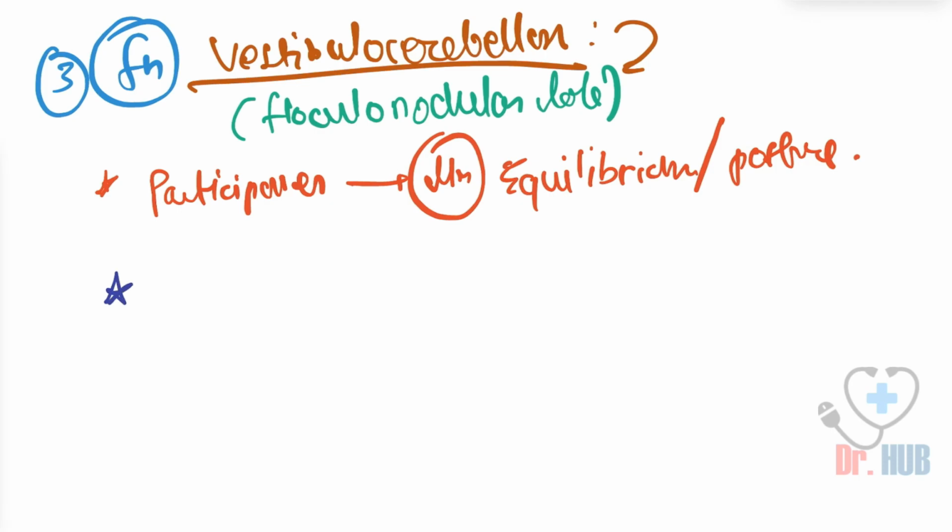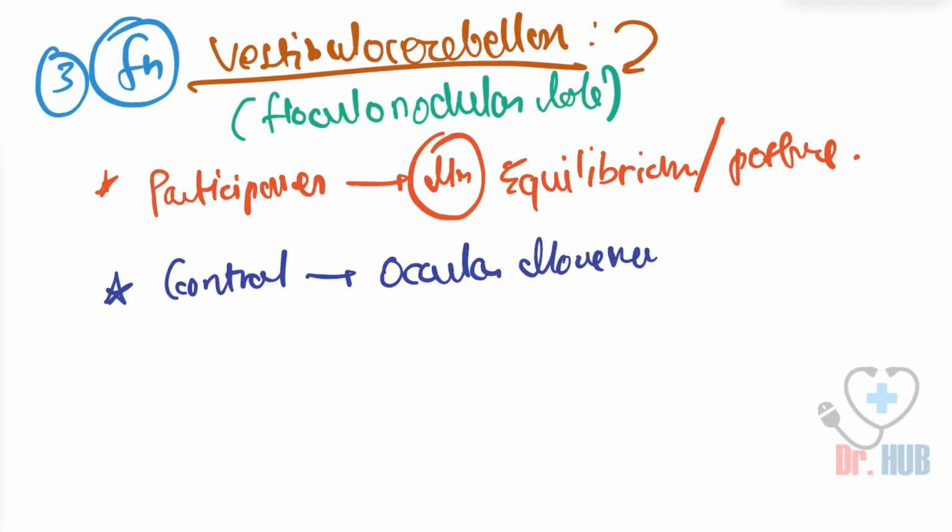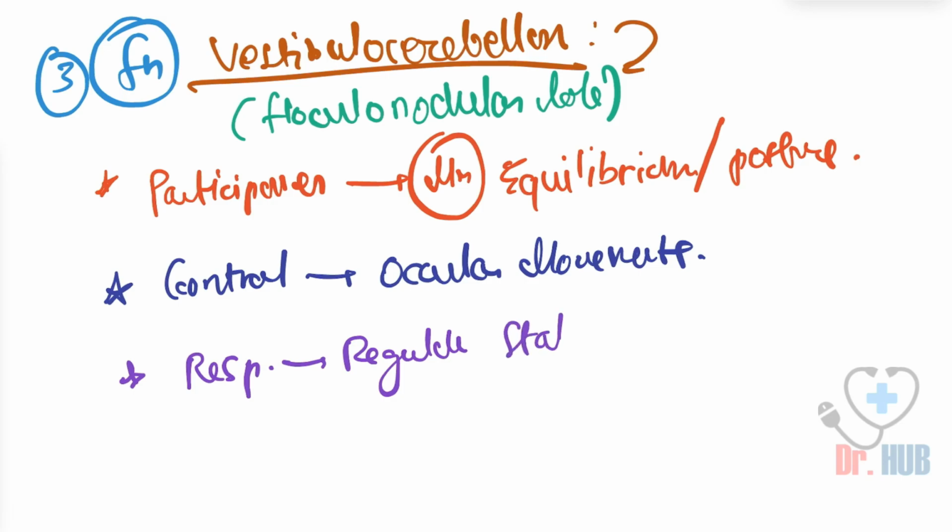The second thing is that it controls the ocular movements. The third thing is that the vestibular cerebellum is responsible to regulate the stability. So it helps in regulating the stability of the head and the body in space.